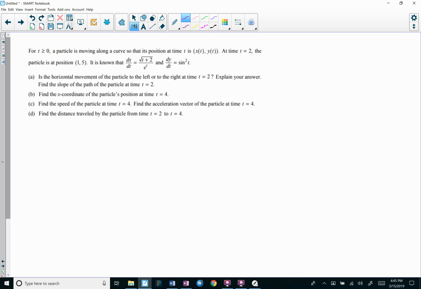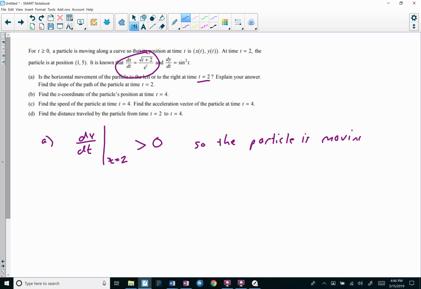Okay, so part A: is the horizontal movement going to the right or left at t equals 2? Well, in order to do that, you need the derivative. If the derivative is positive, you're moving right. Derivative is negative, you're moving left. And we already have the derivative. So part A, we're going to take dx/dt and evaluate when t is 2. Plug it in, we end up getting a positive number. I don't even really care what the number is. So the particle is moving right.